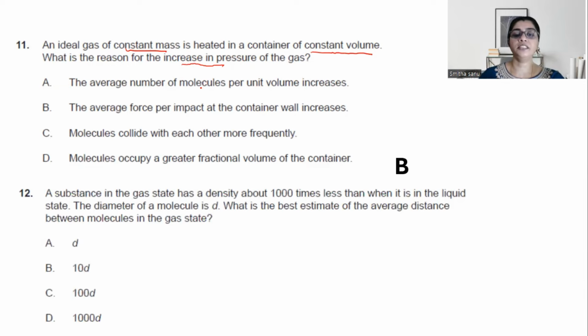Next question. A substance in gas state has a density 1,000 times less as compared to its density in liquid state. The diameter of the molecule is d. What is the best estimate of the average distance between molecules in a gaseous state? So we know that density in the gaseous state is 1/1000th the density in the liquid state.